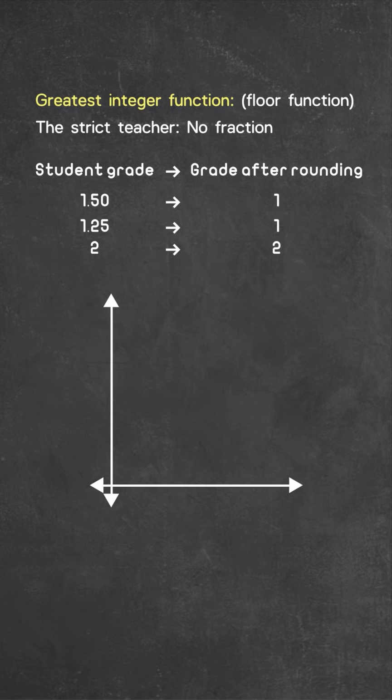The function will equal 0 for all numbers from 0 to 1. When we reach 1, it will equal 1 for all numbers from 1 to 2. Same thing, when we reach 2, we'll stay at 2 until we reach 3, and so on.